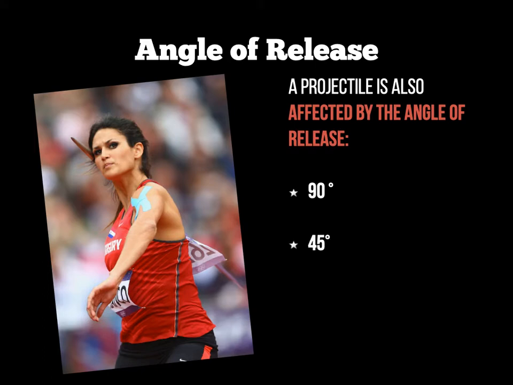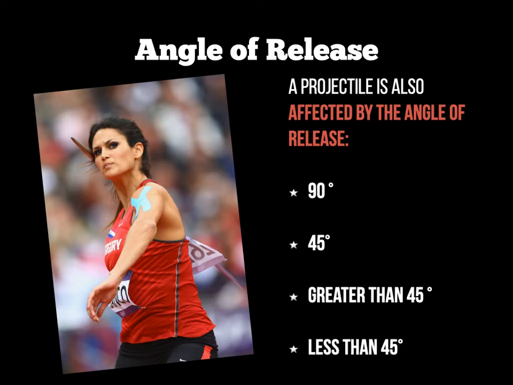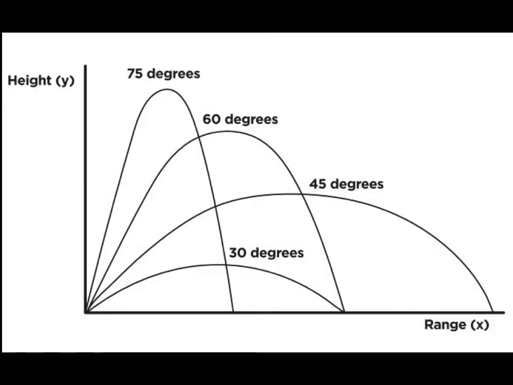So we've got 90 degrees, 45 degrees, greater than 45 degrees, less than 45 degrees. So the release angle usually comes into one of those brackets. How does that affect the projectile? Well, you can take a look at this chart.